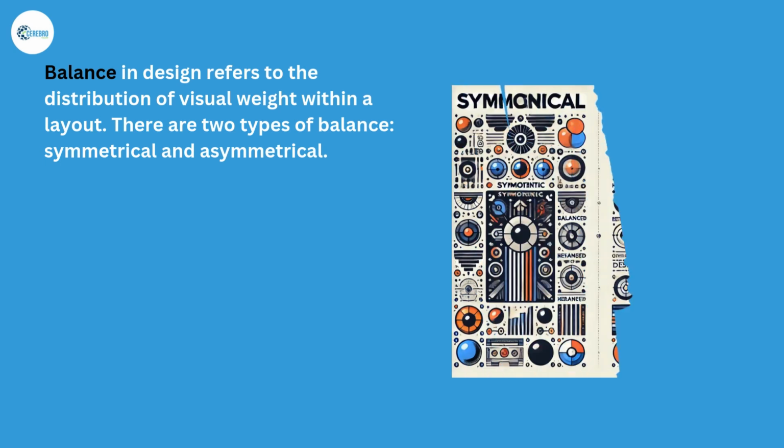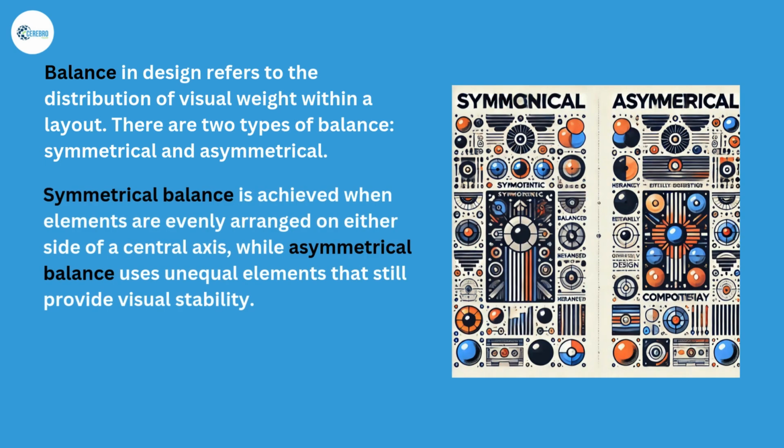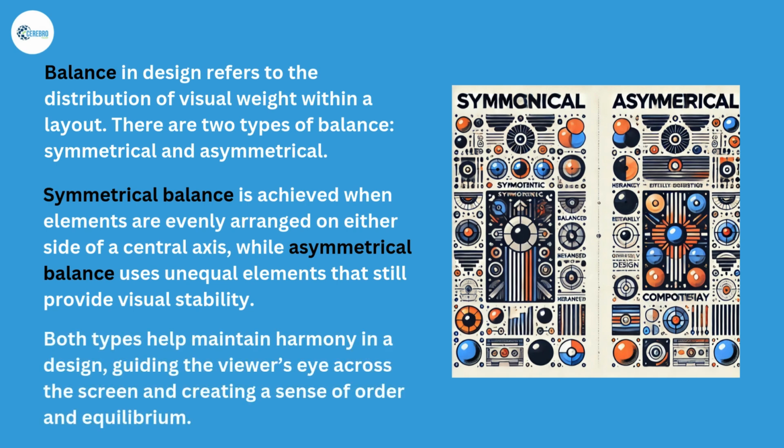Balance in design refers to the distribution of visual weight within a layout. There are two types of balance: symmetrical and asymmetrical. Symmetrical balance is achieved when elements are evenly arranged, while asymmetrical balance uses unequal elements to create a sense of stability. Both types help maintain harmony in a design, guiding the viewer's eye across the screen and creating a sense of order and equilibrium.